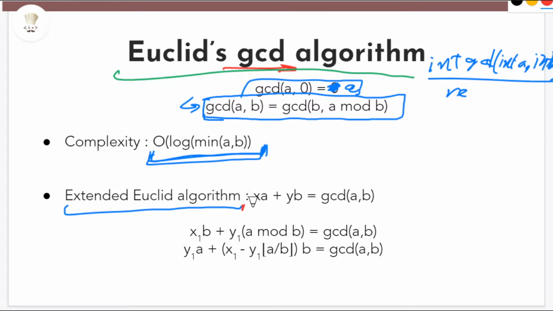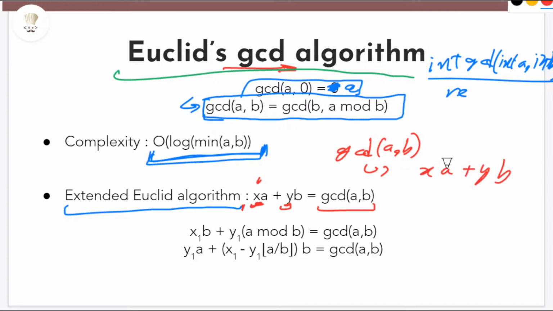Here we are trying to compute some x and y such that xa plus yb is equal to GCD of a comma b, right? There would exist some x and y, where x and y are integers. We are of course trying to compute some integers here. In fact, GCD a comma b has another definition: GCD a comma b is the smallest positive value of xa plus yb, where x and y are integers. But what are those x and y?